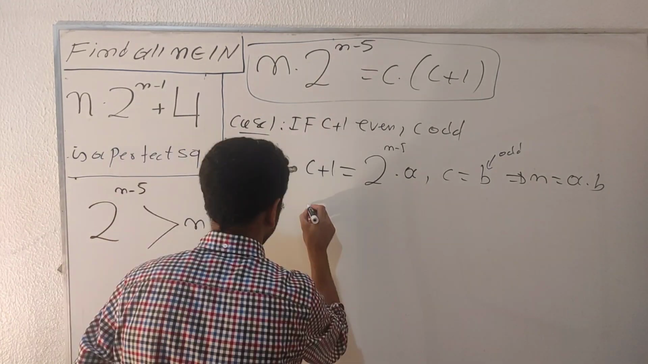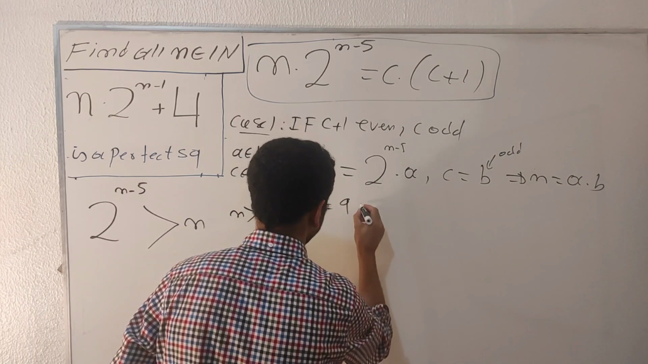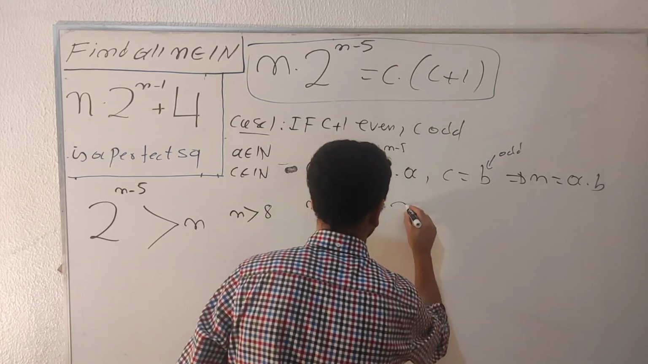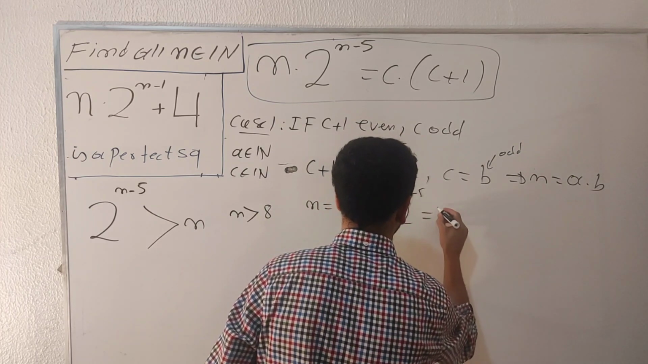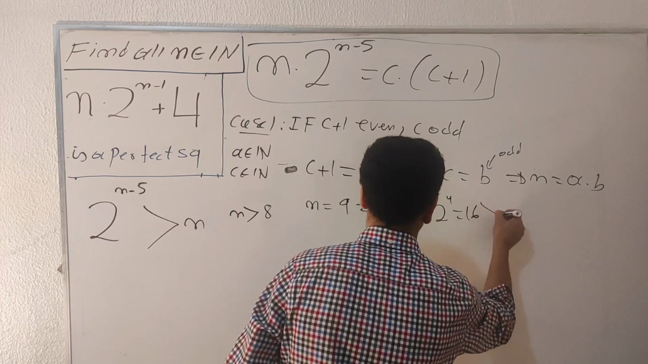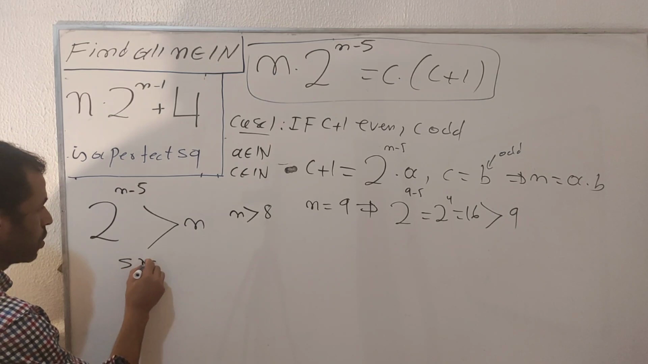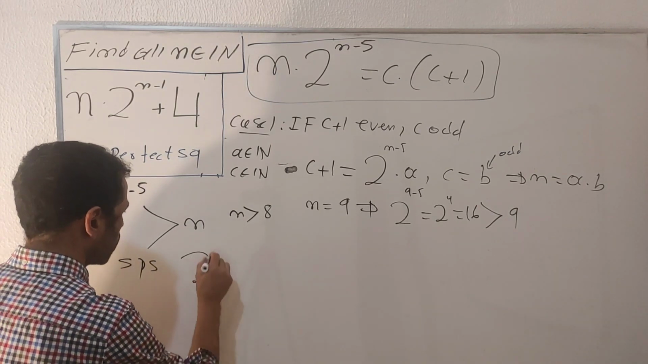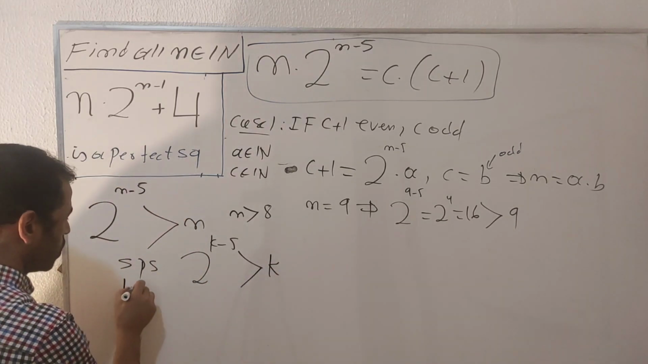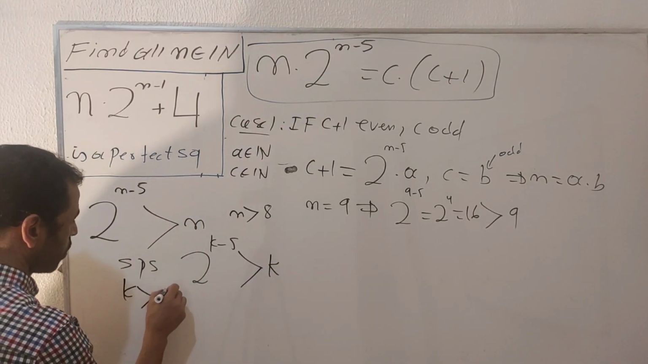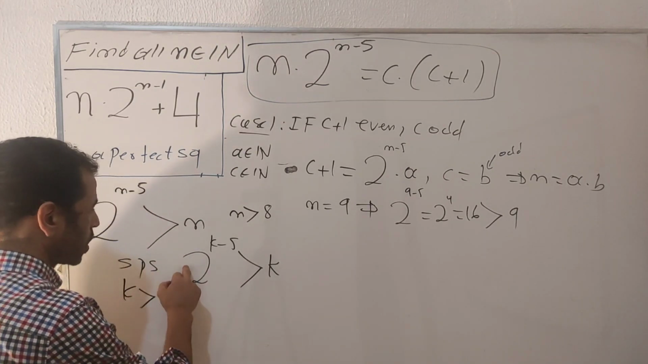Okay, so for n equals 9, we know 2 to the 9 minus 5, which equals 2 to the 4, which is 16, is strictly superior to 9. Okay, suppose 2 to the k minus 5 is strictly superior to k, where k is strictly superior to 8. Okay, so I'm going to multiply both sides by number 2 here.